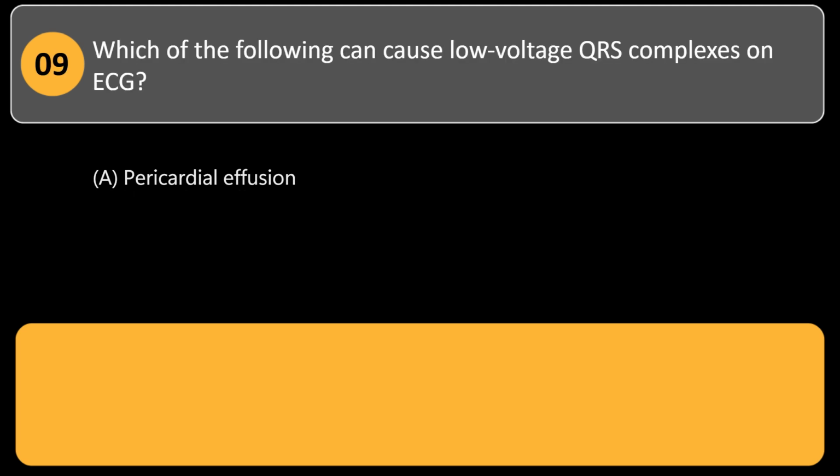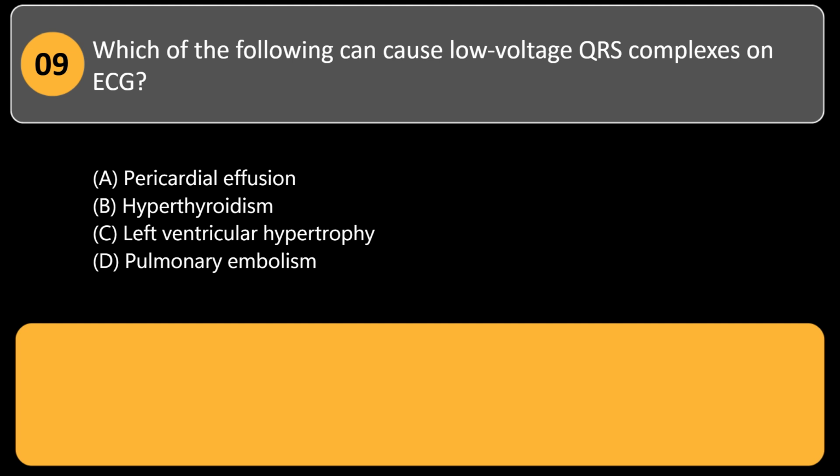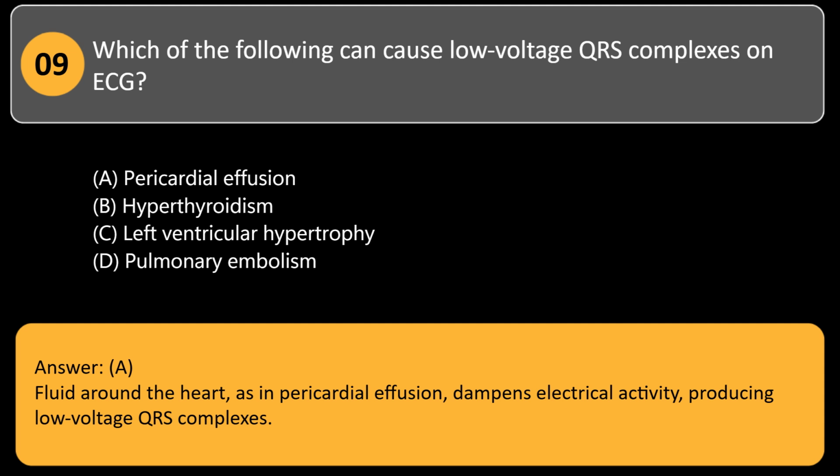Which of the following can cause low-voltage QRS complexes on ECG? A. Pericardial effusion. B. Hyperthyroidism. C. Left ventricular hypertrophy. D. Pulmonary embolism. Answer, A. Fluid around the heart, as in pericardial effusion, dampens electrical activity, producing low-voltage QRS complexes.